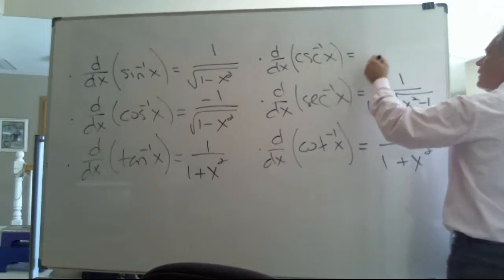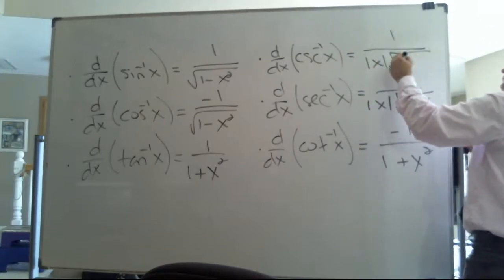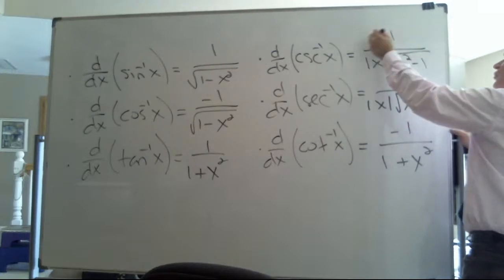The inverse cosecant has the same derivative with a sign change. I'll leave that for you.